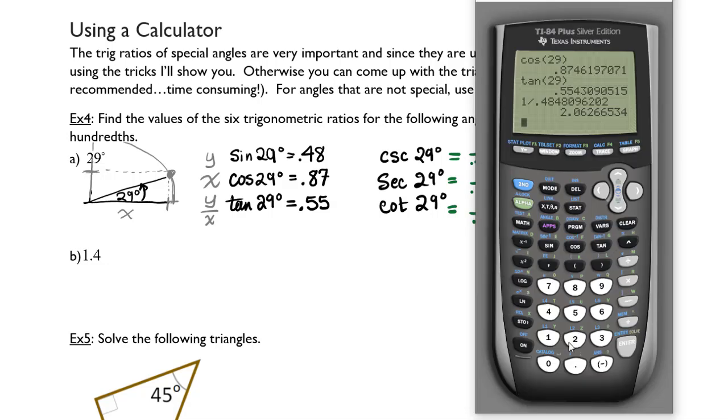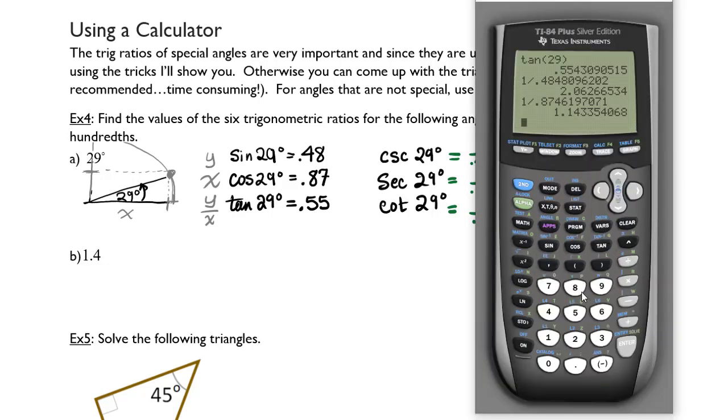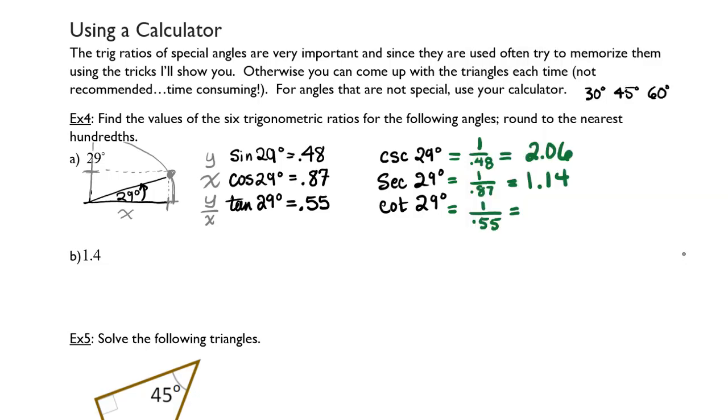For secant of 29 degrees, 1 divided by cosine of 29, 1.14, and cotangent. You may be wondering, could I just put 1 over tangent of 29 degrees? And you could totally do that. So let's see what that does. 1.80.